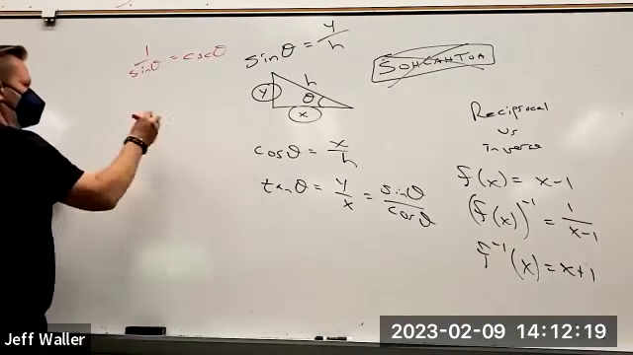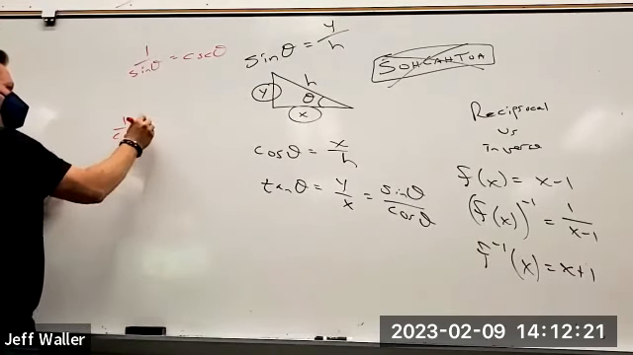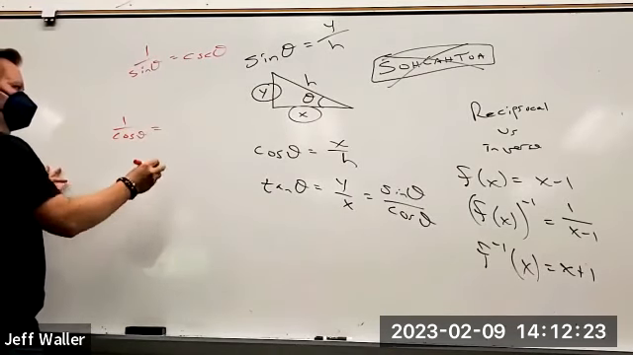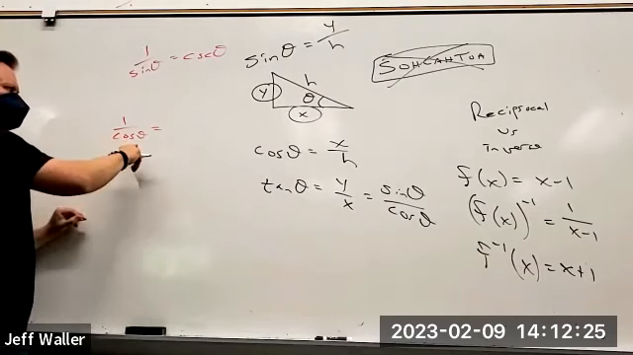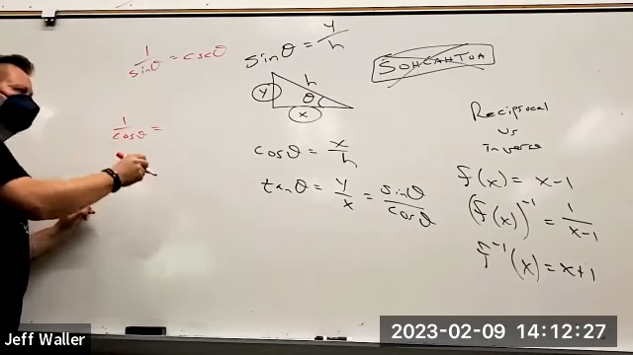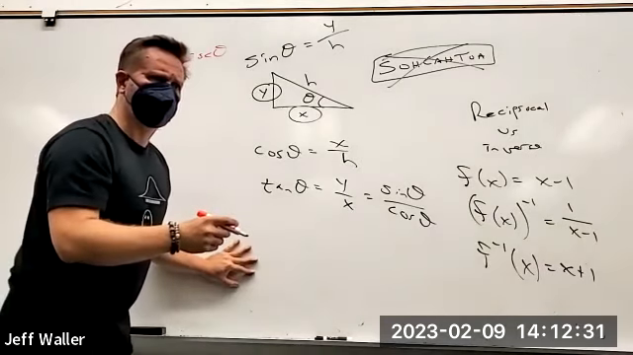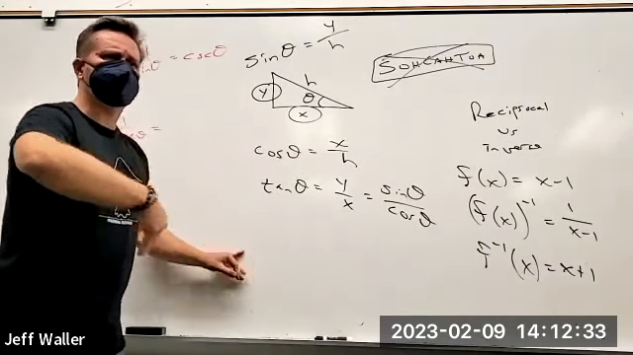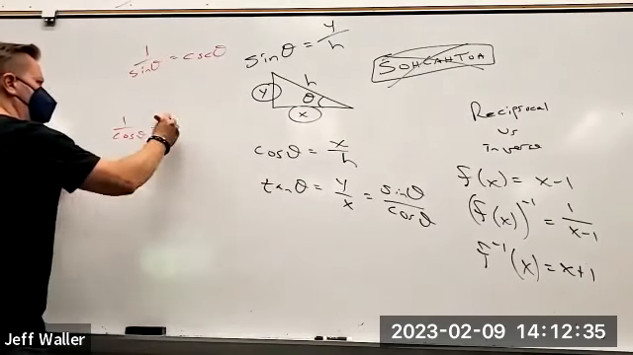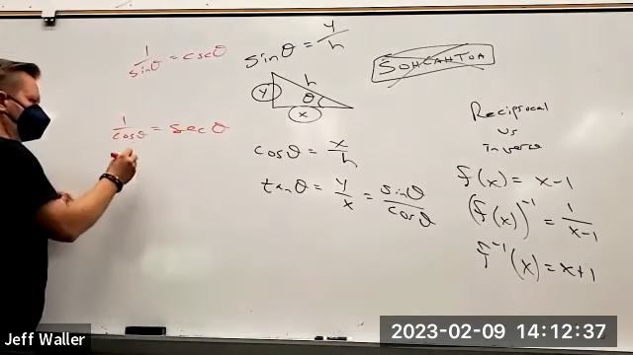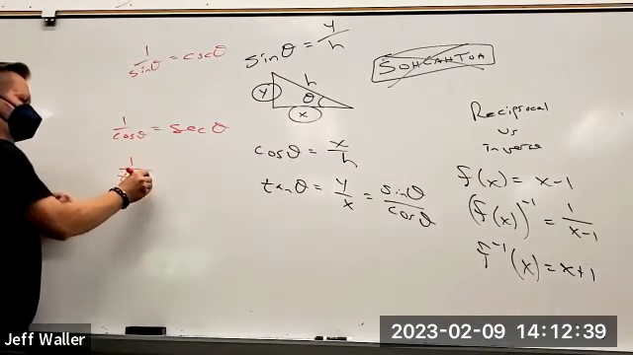What's 1 over cosine? 1 over cosine is? Anybody? Well, it's not 1 over secant, it is just secant. And of course, this is the nice one. What's 1 over tangent? Cotangent.